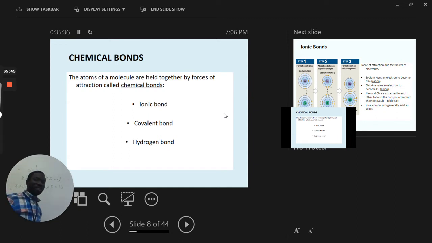Now, there's another kind of bond that is more interesting than ionic bond. Very, very interesting. Now, it's more interesting because you are not going to be owing anything. When I say it's interesting, I mean it. The other kind of bond is called covalent bond. This is very, very interesting, actually. It's covalent bond. And anytime you hear of covalent bond, think of sharing.